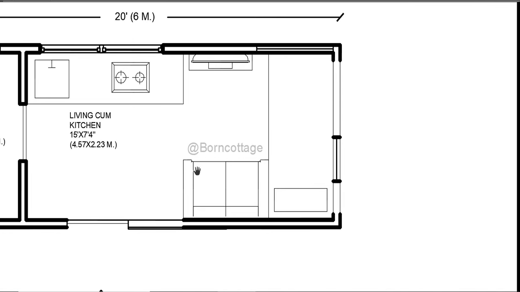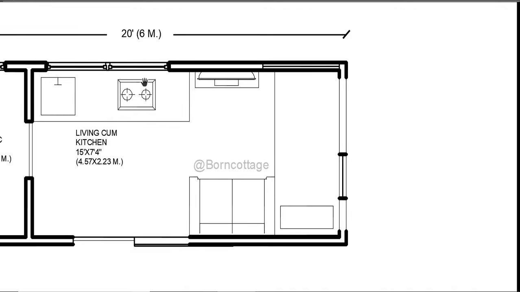So we have kitchen plus living area. You can see here the sofa arrangement, TV unit on the front wall and a single bed. And on the left side we have kitchen cabinet with burner and sink and two large size windows for ventilation and light purpose of this area.